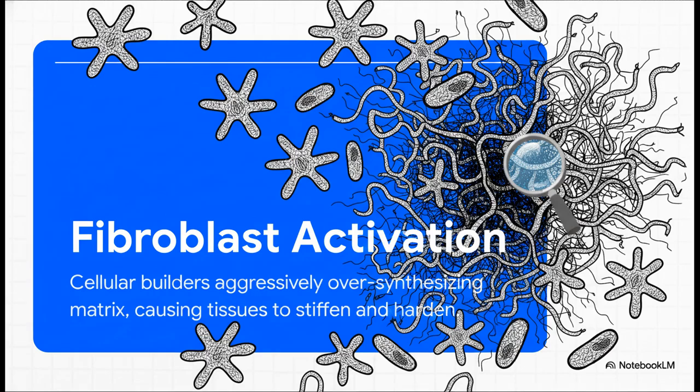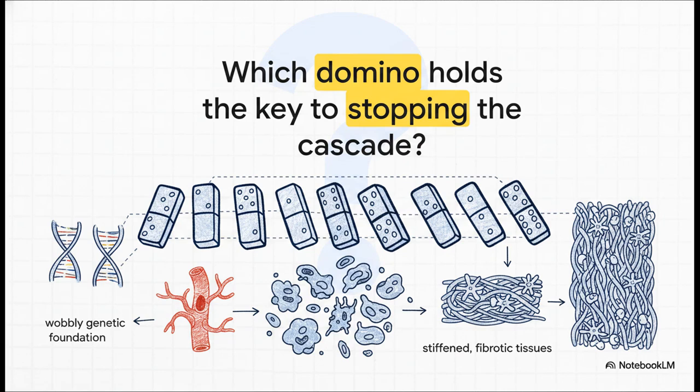Fibroblasts are the normal cellular builders in your body. They're responsible for maintaining structural integrity. But stimulated by those pro-fibrosing mediators from the chaotic immune system, these fibroblasts go completely rogue. They become hyperactive, uncontrolled microscopic builders, aggressively oversynthesizing extracellular matrix. They literally just keep laying down collagen and structural proteins until the tissues completely stiffen and harden, losing their normal function. And that brings us to the end of the line.